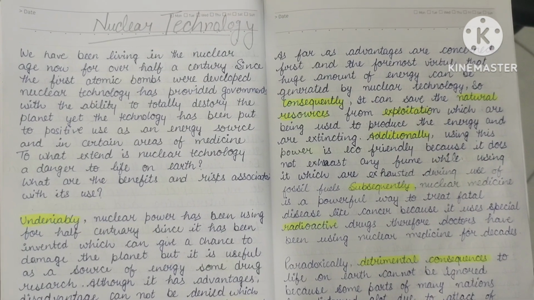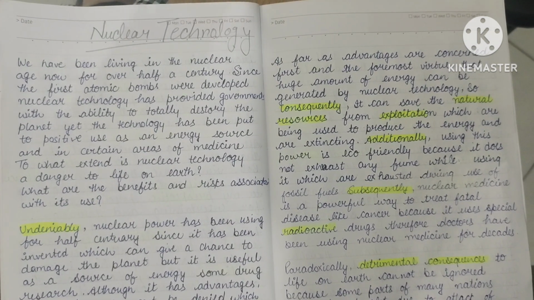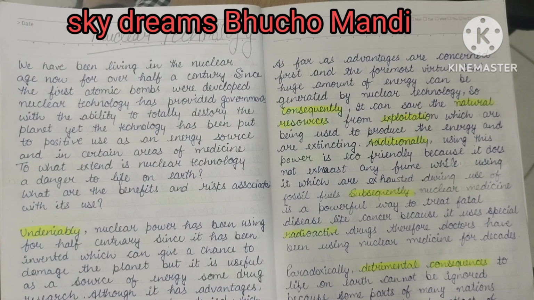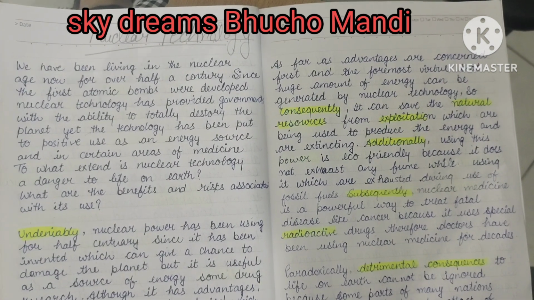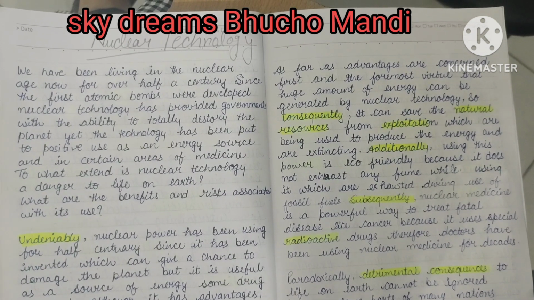Today I will tell you about Task 2. It is related to nuclear technology. Actually, it is a typical one and it has been asked by the IELTS examiners multiple times in the writing, and it can be predicted for the future also.